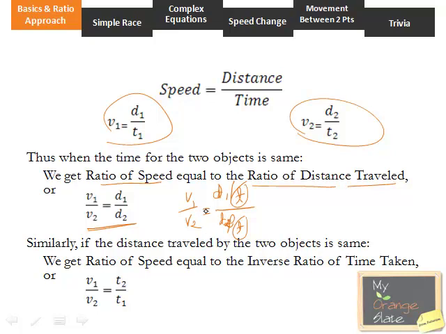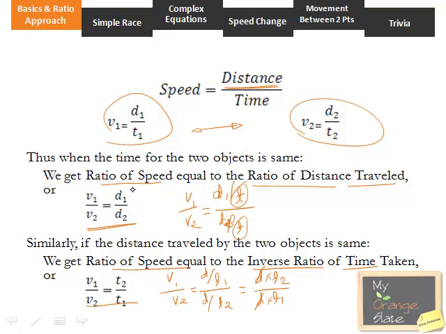Similarly, if for the two objects the distance travelled is the same, we can express this formula as v1 over v2 is equal to d over t1 divided by d over t2, and that gives us d into t2 over d into t1, and d cancels. Thus we have v1 over v2 is equal to t2 over t1, and thus we get the ratio of speed is equal to the inverse ratio of time.